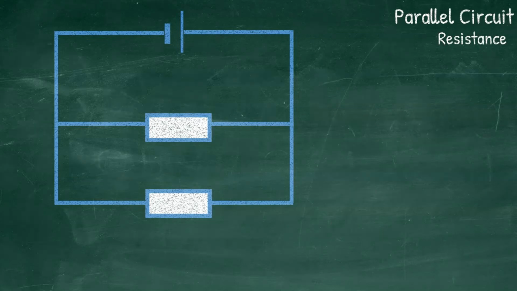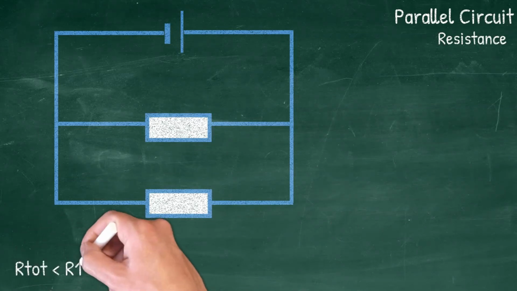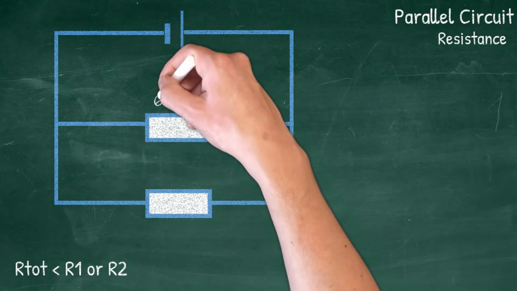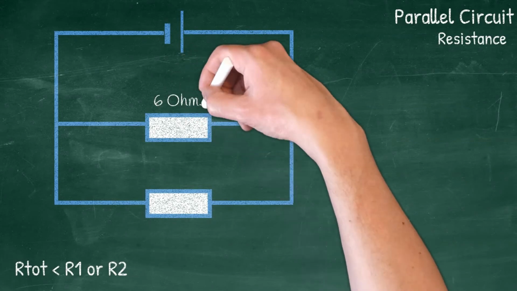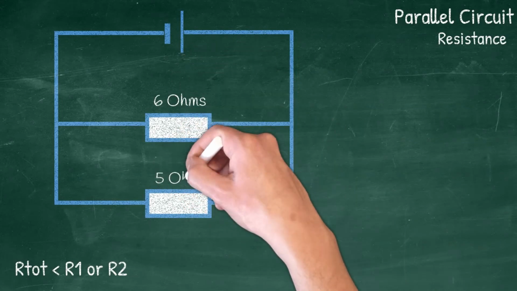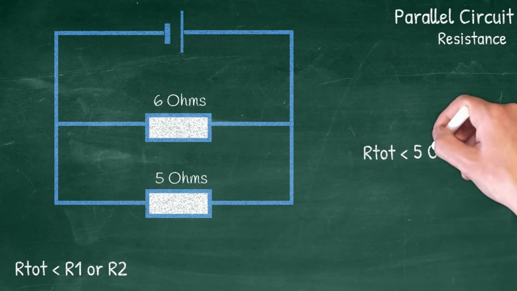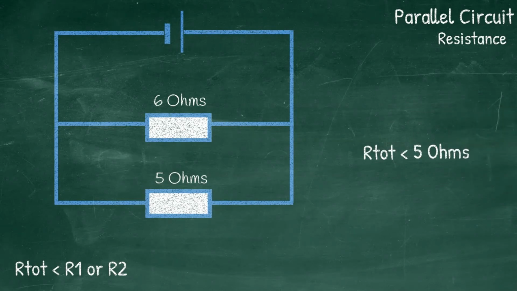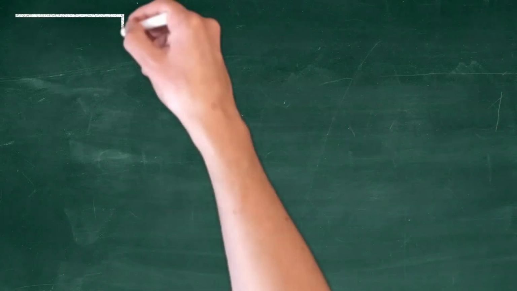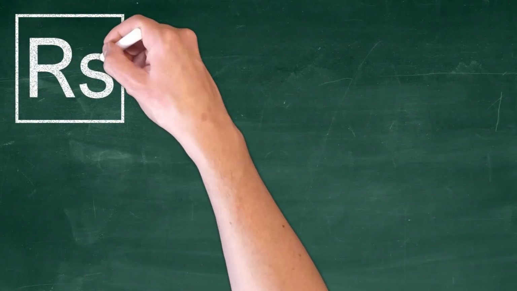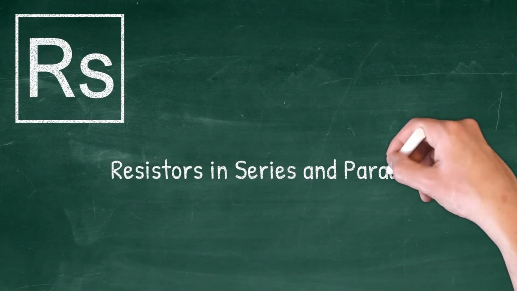If we take this example, using the same resistors we had before of a 6 ohm and a 5 ohm resistor, we know, using the equation, that the total resistance of this circuit is less than the smallest resistor, which in this case is 5 ohms. Now you should be able to work out the changes that happen when you add resistors in either series or parallel.